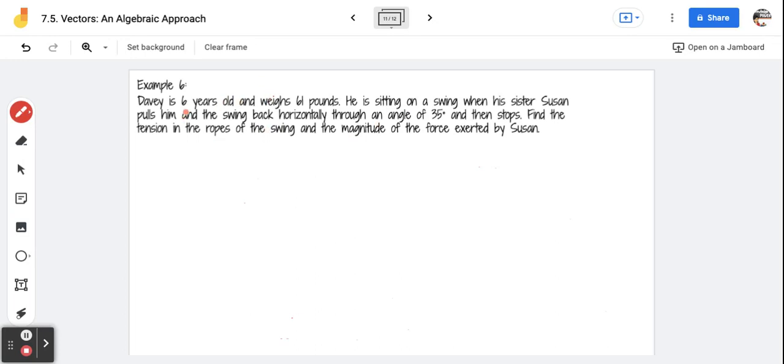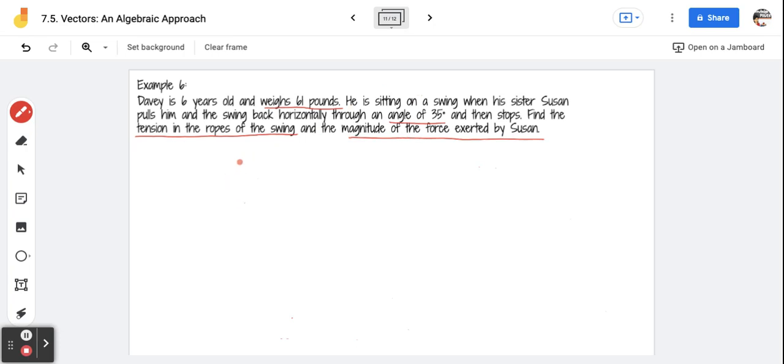So we have a kid, 6 years old, and the problem gives us his weight. He weighs 61 pounds. He's sitting on a swing when his sister Susan pulls him and the swing back horizontally through an angle of 35 degrees. So we know the angle at which the swing is pulled back and then stops. It wants us to find the tension in the ropes of the swing and the magnitude of the force exerted by Susan.